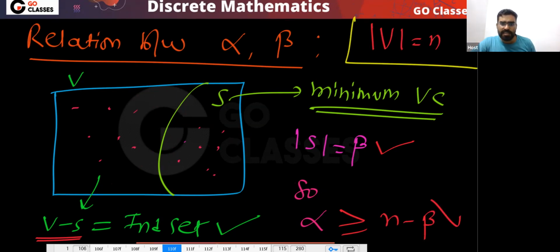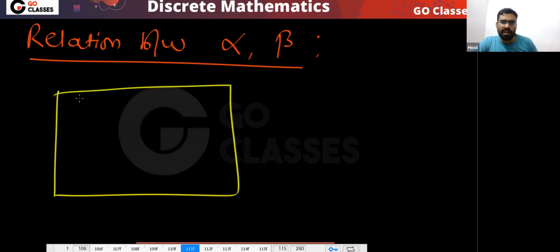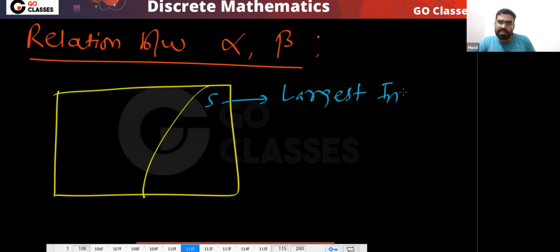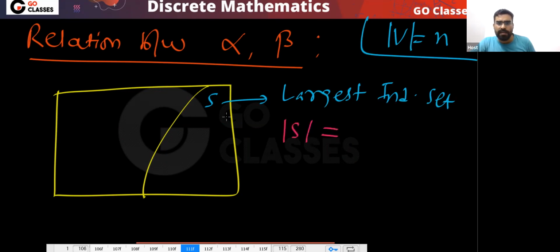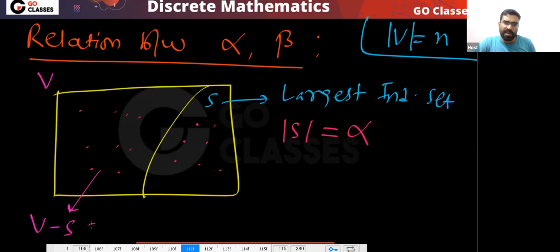Very simple. Now the same thing: if S is your largest independent set, the cardinality of V is n, you have n vertices. Then what is the size of S? That is alpha. Size of S is your alpha. What can you say about V minus S? This V minus S is a vertex cover.